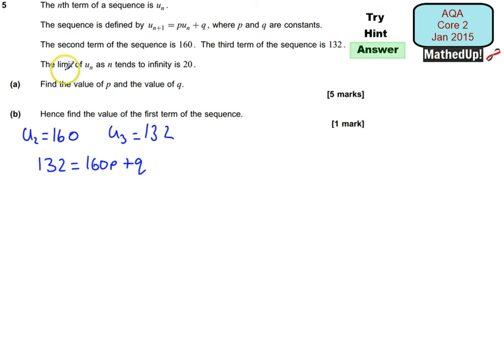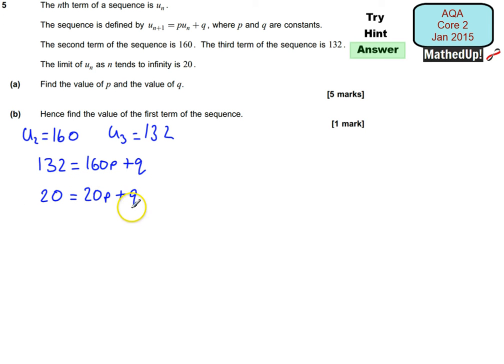And because un tends to a limit of 20 as n tends to infinity, un plus 1 and un are going to get closer and closer together and approach a limit of 20. So to work out what p and q are, I can say that 20 is equal to p times 20, or 20p plus q. So I can now solve these two equations simultaneously.